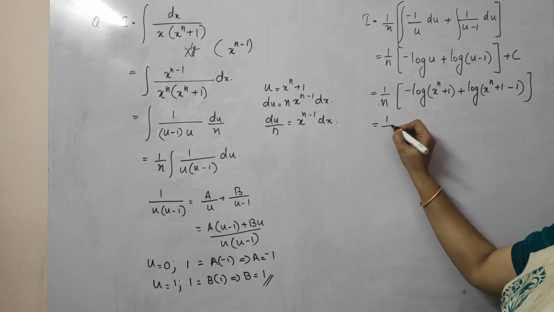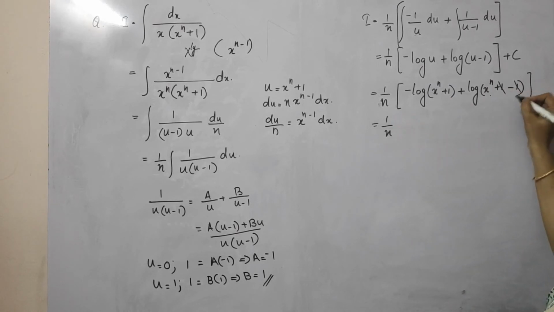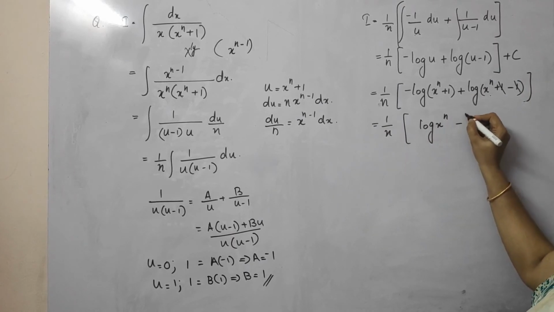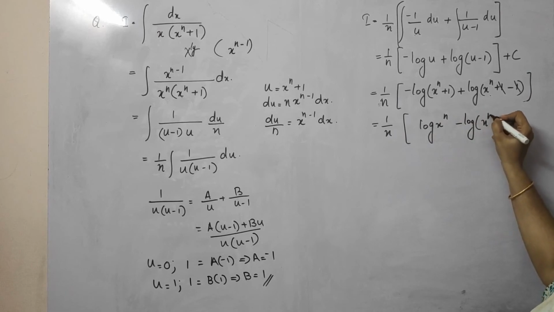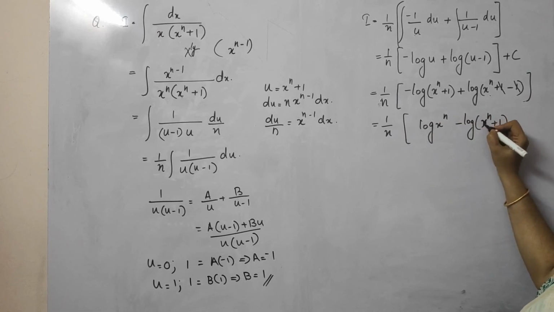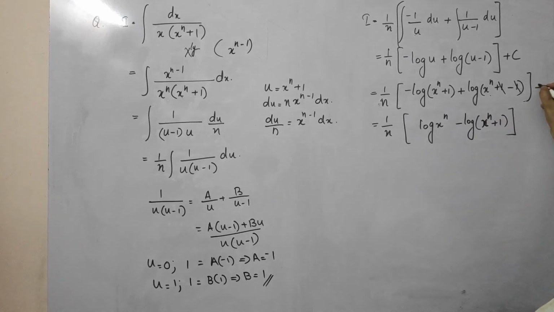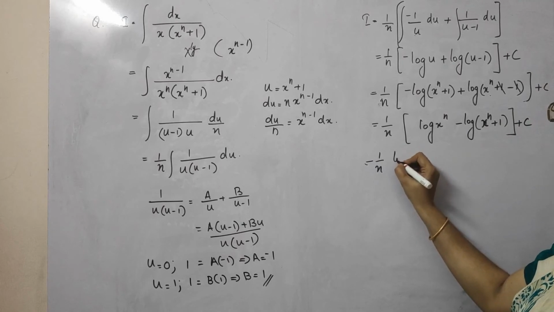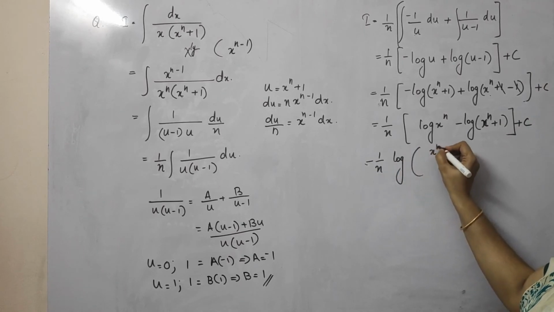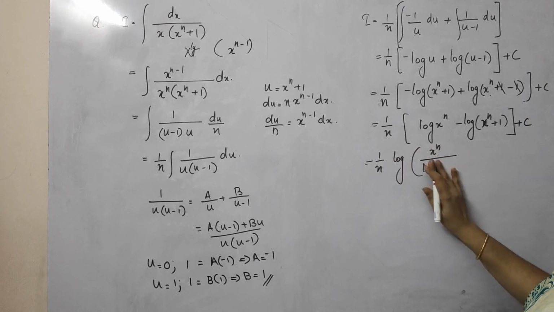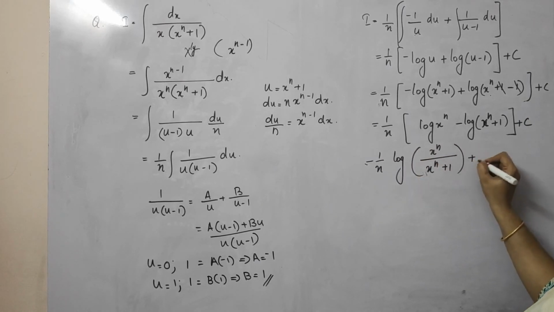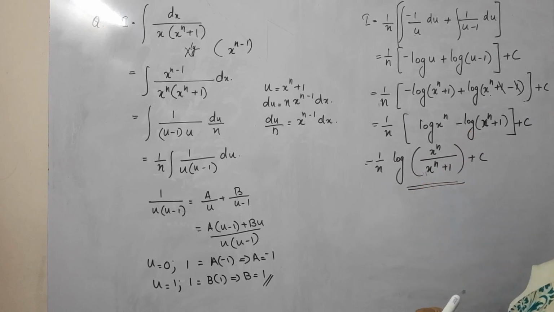So this is equal to 1 by n into, now 1 and minus 1 cancel, log of x raised to the power of n minus log of x raised to the power of n plus 1. Now this x now looks as n. So this plus c. Now I may write this as 1 by n into log of x raised to the power of n by x raised to the power of n plus 1, plus c. So I have applied the form log a minus log b equals log of a by b.